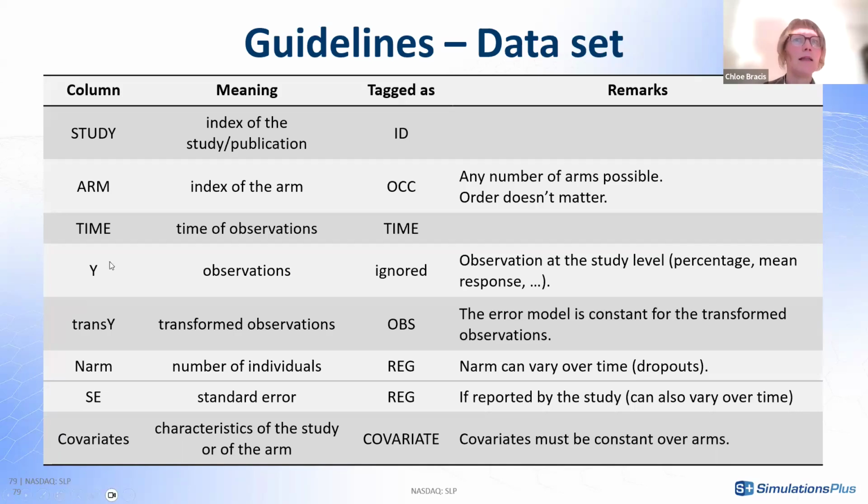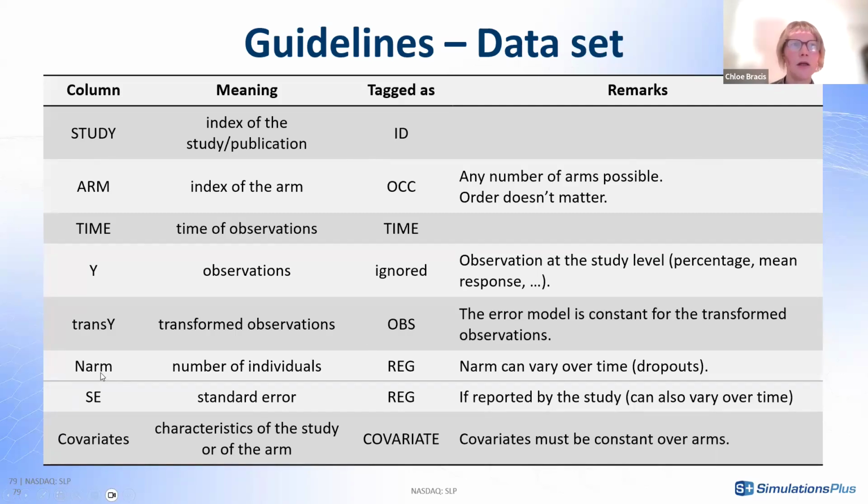We have time. And then for the observations, we have our Y, which is basically the untransformed observation. And remember that this is our observation at the study or arm level. So this is going to be something aggregated over an arm, so a percentage, a mean response. But that observation we're going to ignore. And then we're going to need to have another column in our data set where we've transformed that. So this is whatever transformation we needed to do so that the error model is constant. So we have a constant variance, and that's the column that we want to tag as observation.